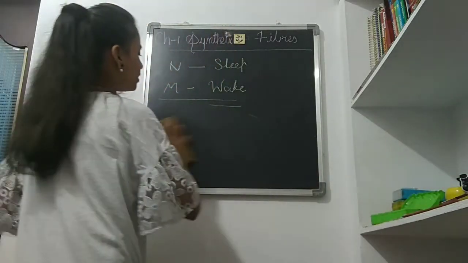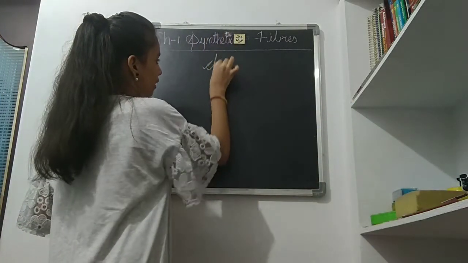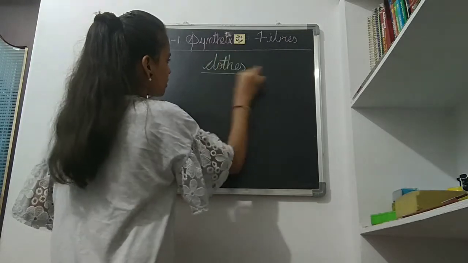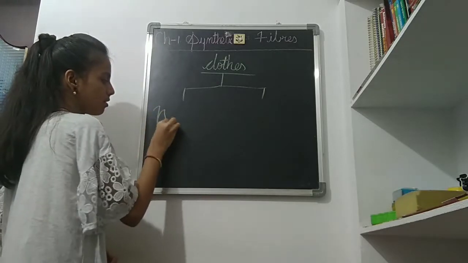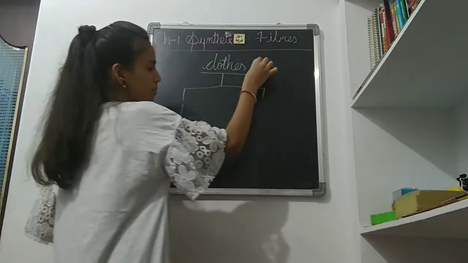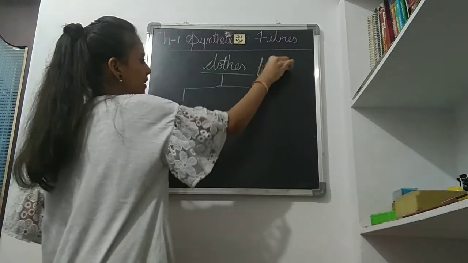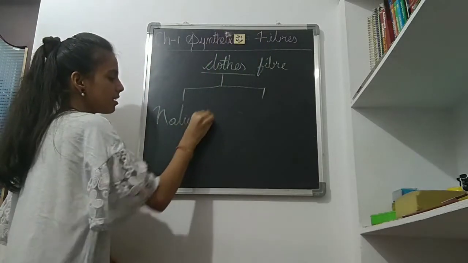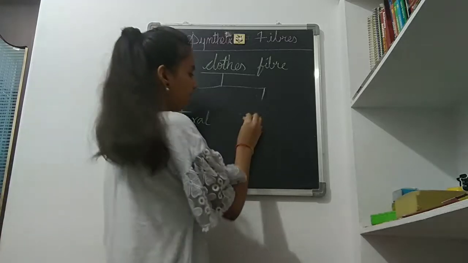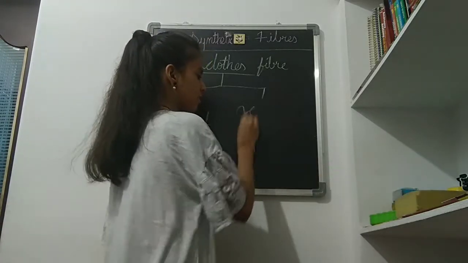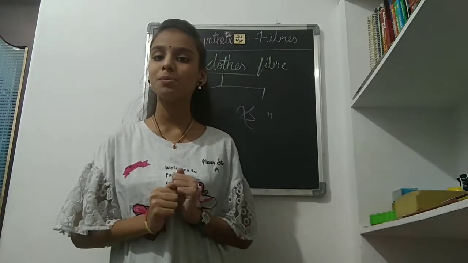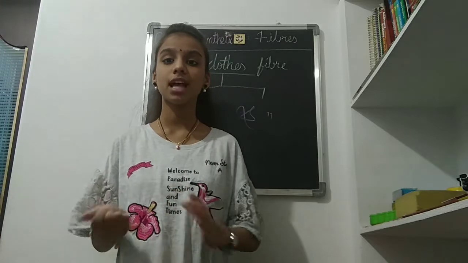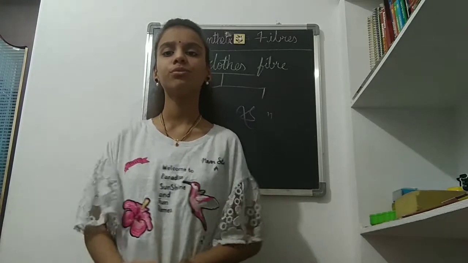Clothes are divided into two categories. Okay friends, cloth fibers are divided into two categories. One is natural fibers and the other one is synthetic fibers. So what is the difference between natural and synthetic fibers that we have divided them into two?